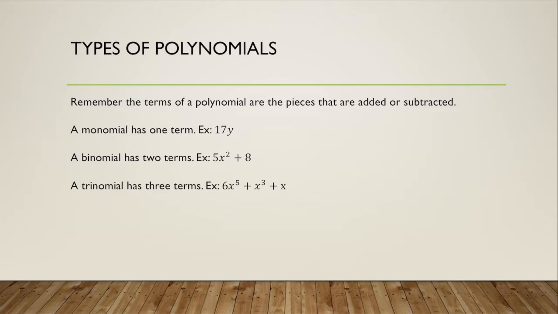Remember that the terms of a polynomial are the pieces that are added or subtracted. And we have special names for polynomials with between 1 and 3 terms. If you have one term, you're called a monomial, like mono, one. If you are a binomial, you have two terms, like bicycle or bipedal. And if you're a trinomial, you've got 3 terms, like tripod or tricycle. Anything over that doesn't have a special name, it's just a polynomial with so many terms. So a polynomial with 4 terms, or 5 terms, you can really just call it a polynomial.